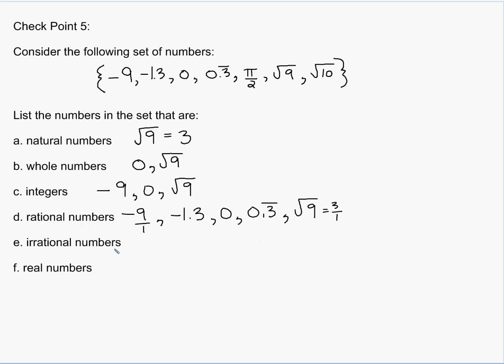Irrational numbers are numbers that are expressed as decimals but are neither terminating nor repeating. So pi, symbol pi, is an irrational number because its decimal is not terminating and it doesn't have a pattern. Also, in this subset, the square root of 10 is also a decimal that doesn't repeat and is not terminating. So the irrational numbers in this set are pi over 2 and square root of 10. The real numbers in this set are all the numbers, because real numbers are all the numbers that can be found on a number line.